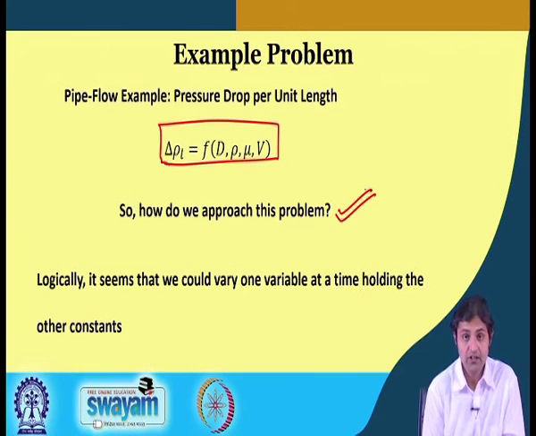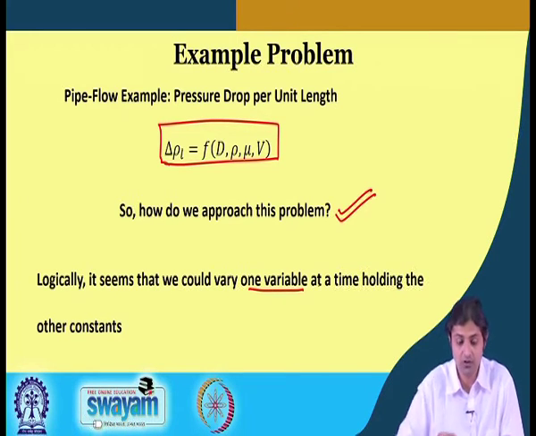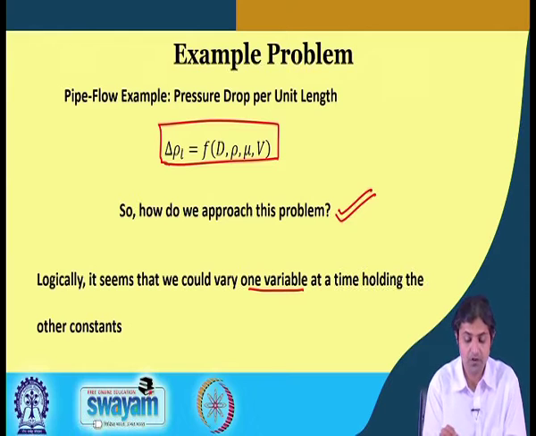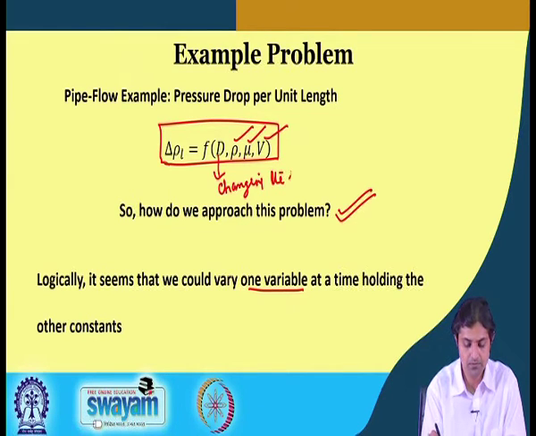Normally if we want to conduct experiments, it's very logical that we can vary one variable at a time and hold the other constant. So, we have an apparatus set up in the lab. For a particular value of density, a particular value of mu, and a particular flow velocity, we can keep on changing the pipe diameter.